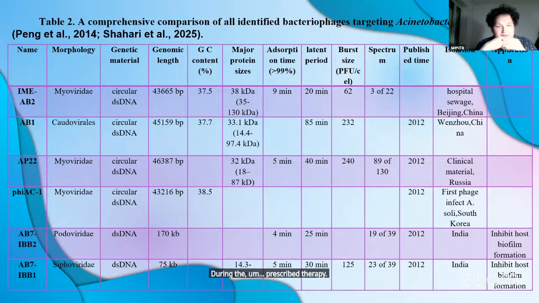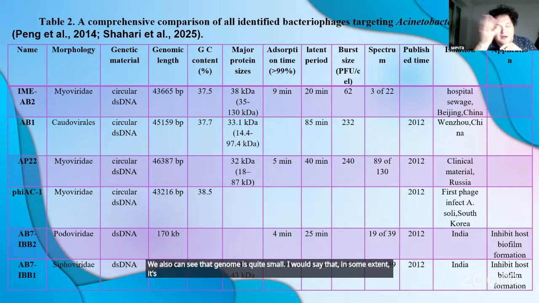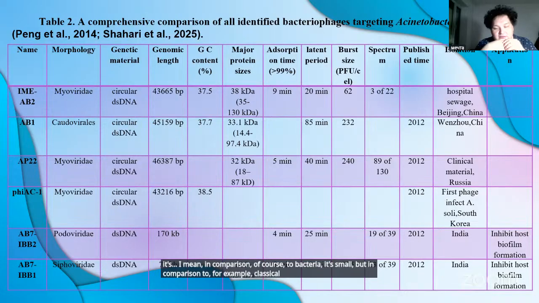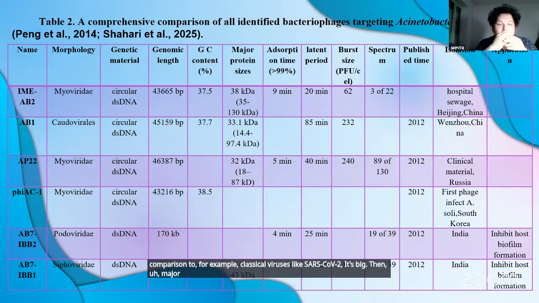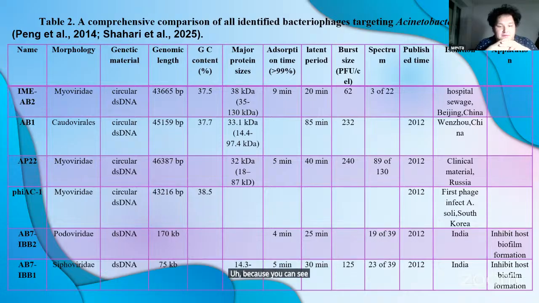We also can see that the genome is quite small. I would say that to some extent, in comparison, of course, to bacteria, it's small, but in comparison to, for example, classical viruses like SARS-CoV-2, it's big. Then major protein sizes were also very important, because you can see there are not so big differences, I would say, but to some extent it could be crucial.